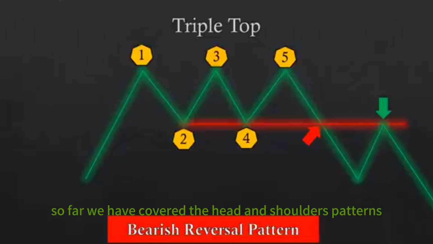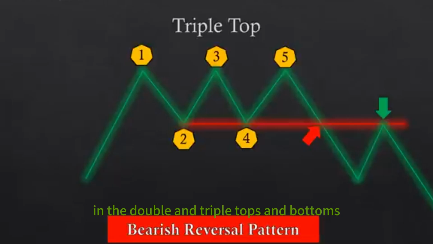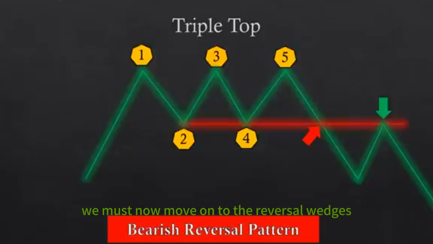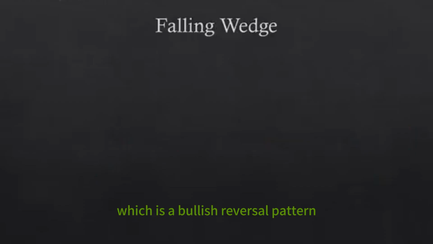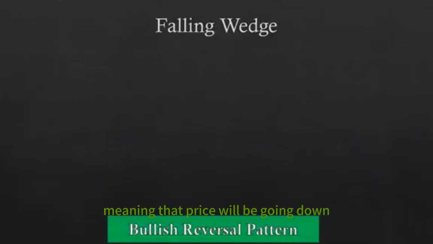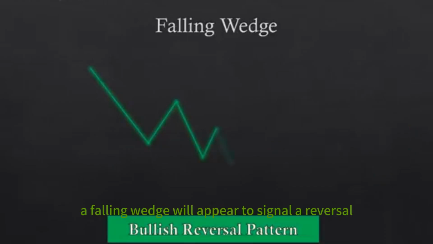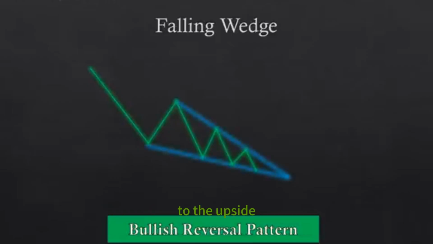So far, we have covered the head and shoulders patterns, the double and triple tops and bottoms as part of the reversal category. We must now move on to the reversal wedges. The first we'll consider is called falling wedge, which is a bullish reversal pattern, meaning that price will be going down, and then a falling wedge will appear to signal a reversal to the upside.